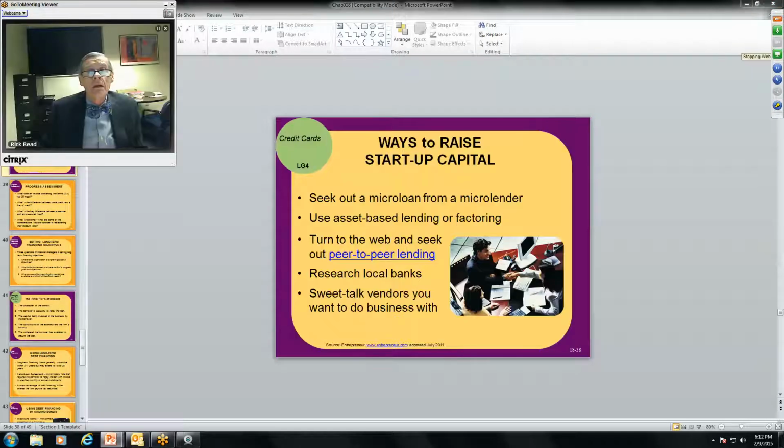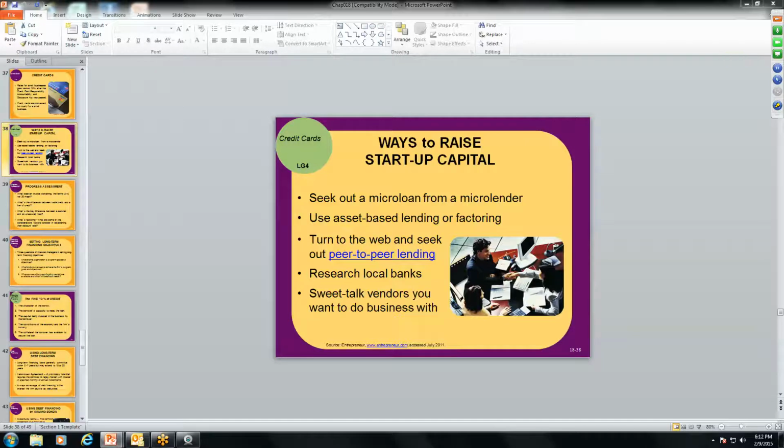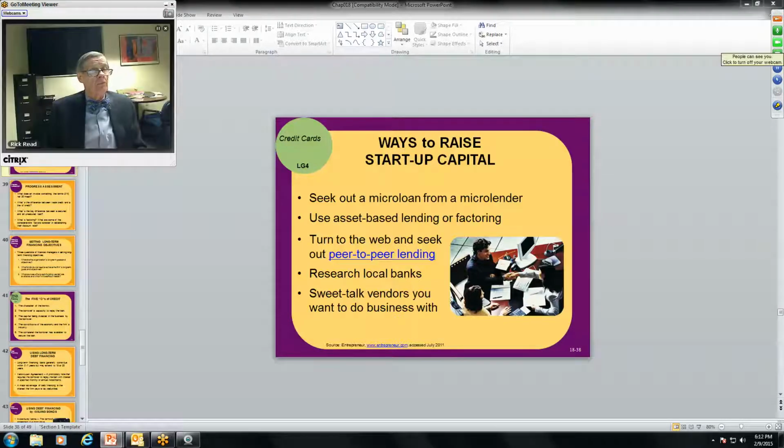All right, so how do we raise startup capital? We can get a loan from a microloan organization. We talked about some of this back in Chapter 6 about starting your own business. We can turn to the web and seek out peer-to-peer lending.